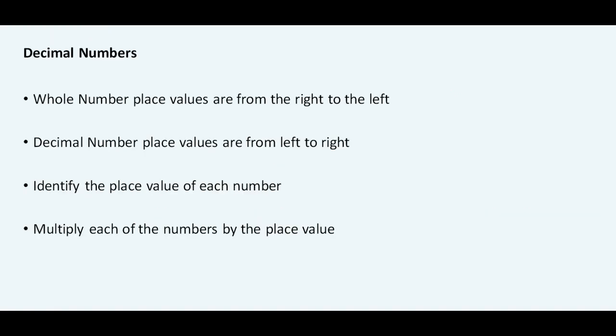Now when we look at decimal numbers, whole numbers go from right to left, so they increase from right to left. Decimal numbers decrease from left to right. So we're going to identify the place value of each number, and then we're going to multiply each of those numbers by its place value. So we've done some of these whole numbers, so let's do this.